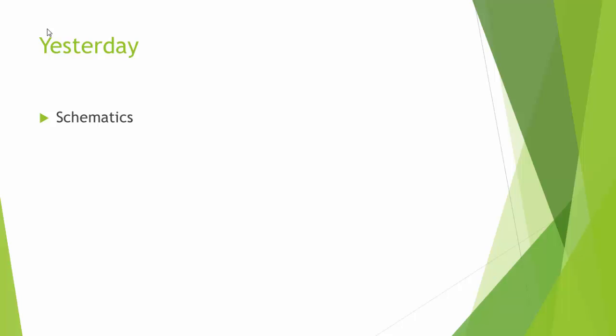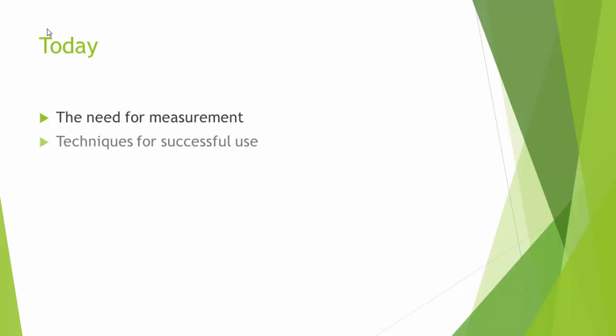Yesterday we discussed schematics and how we can use these to communicate the contents of a circuit either to others, or read a schematic in order to build a circuit according to someone else's specifications. Today we're going to talk about the need for measuring given components and given electrical characteristics, talk about the techniques for successful use of the tool we use, the multimeter, and we'll do a bit of hands-on work. Obviously that won't be part of the video.